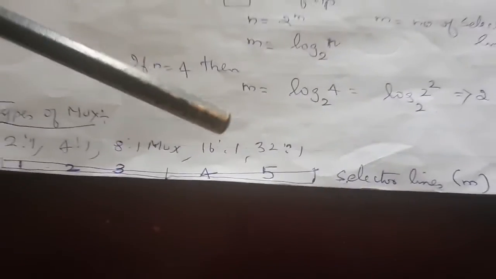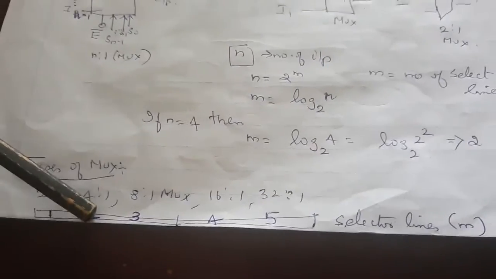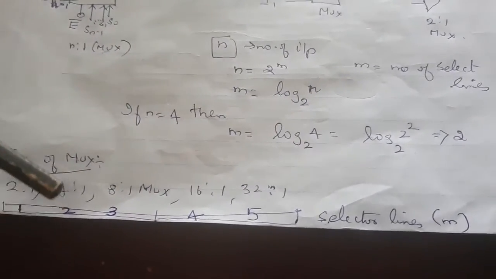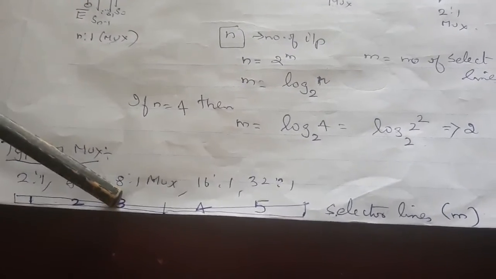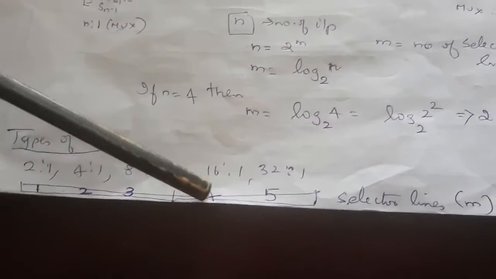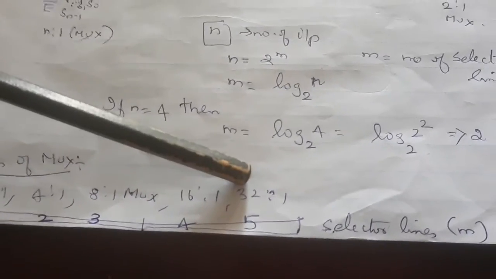This is how the MUX will go. Everything is in the power of 2. 1 selection line, 2 power 1; 2 selection lines, 2 power 2; 3 selection lines, 2 power 3; 4 selection lines, 2 power 4; 5 selection lines, 2 power 5. This is how the MUX are being designed. So how to design a basic MUX?